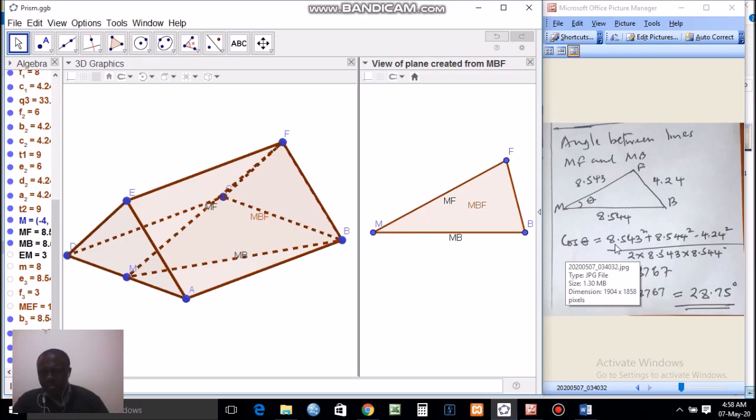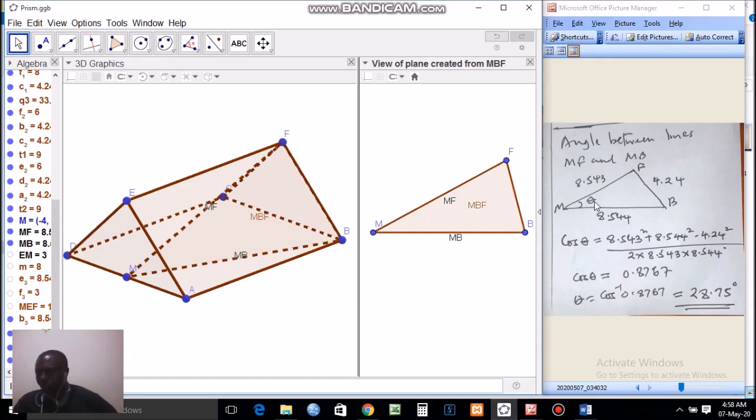Cosine theta is 8.543 squared plus 8.544 squared, subtract 4.24 squared, all over 2 times 8.543 times 8.544. If you work it out on your calculator, you get cos theta as 0.8767, and our theta is the cosine inverse of 0.8767, which is 28.75, as the angle between MF and MB. That is the angle marked theta.